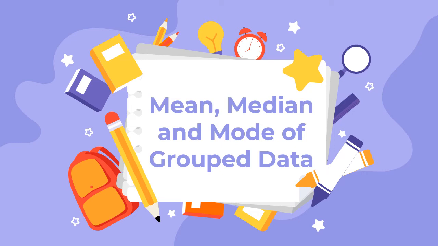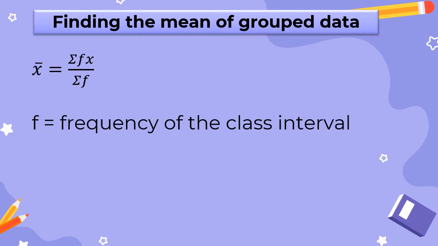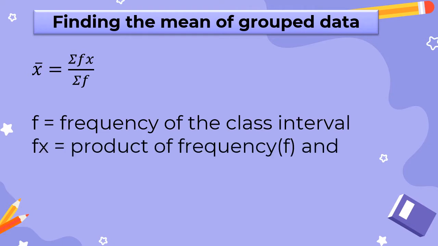Good day, students. Today, our topic is all about mean, median, and mode of group data. So let's have first the mean, or finding the mean of group data. In finding the mean of group data, we have a formula: mean is equal to the summation of f of x over summation of f, wherein f is the frequency of the class interval and f of x is the product of frequency and mid value, which is the x.